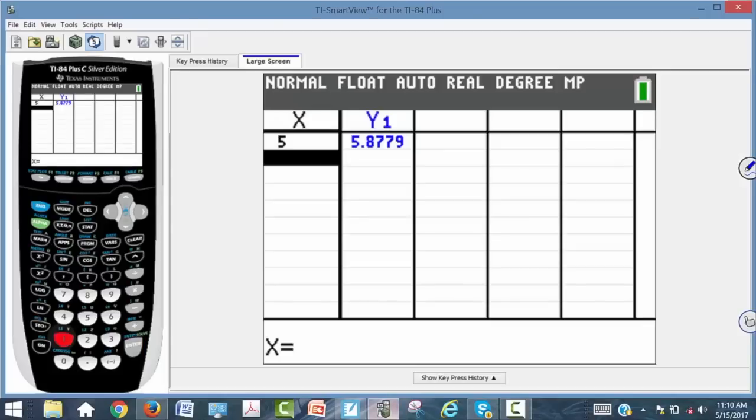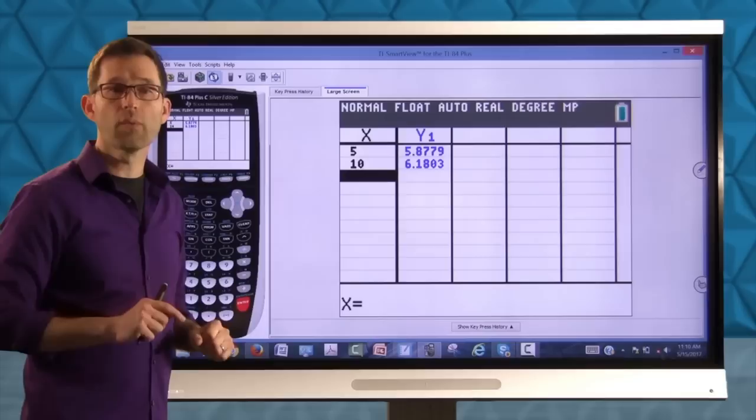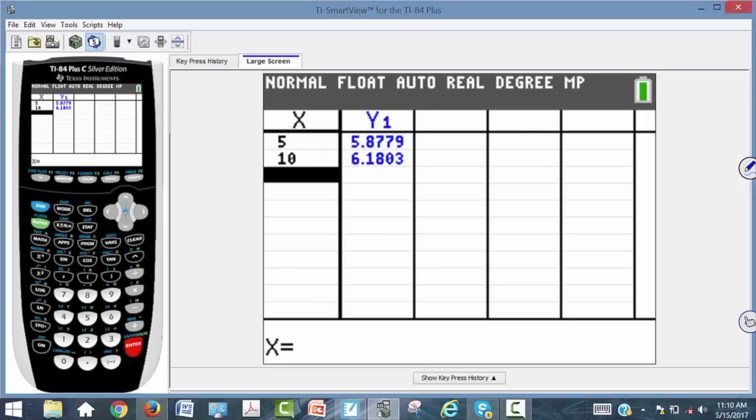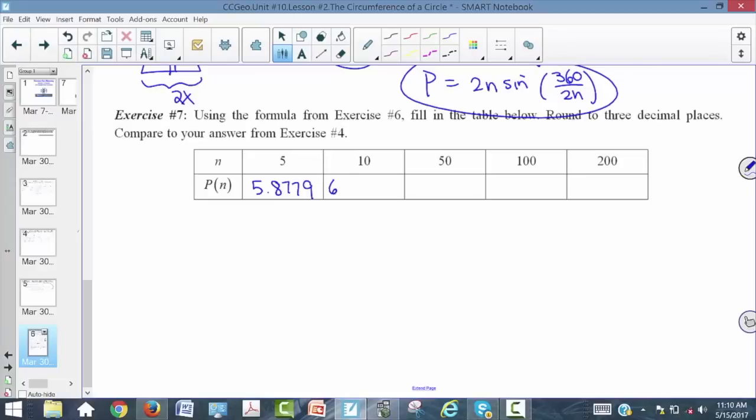I wanted to know what the perimeter would be if I had 10 sides. 6.1803, which is exactly what I got for that decagon, 6.1803. There it is, 6.1803.